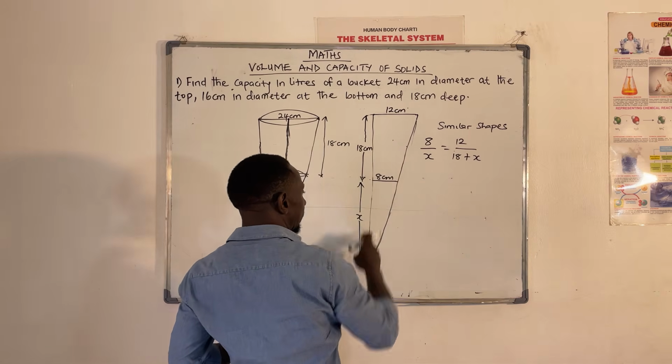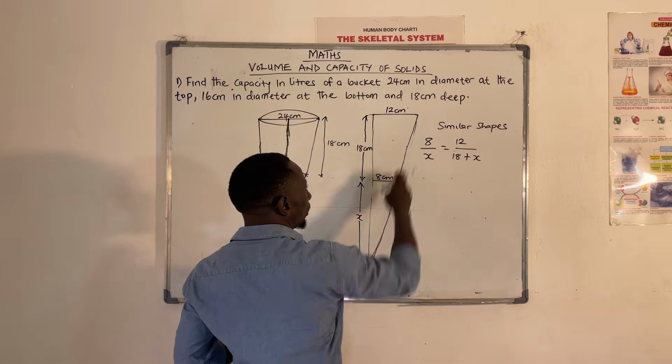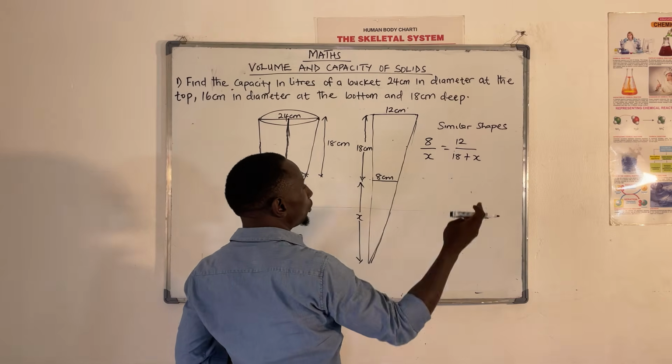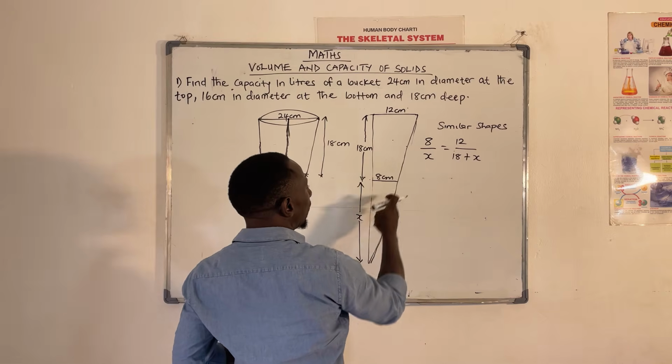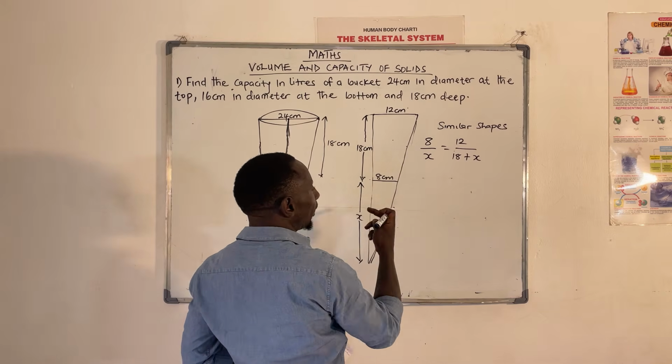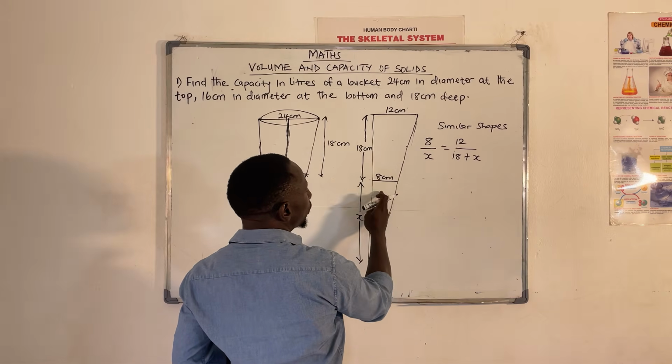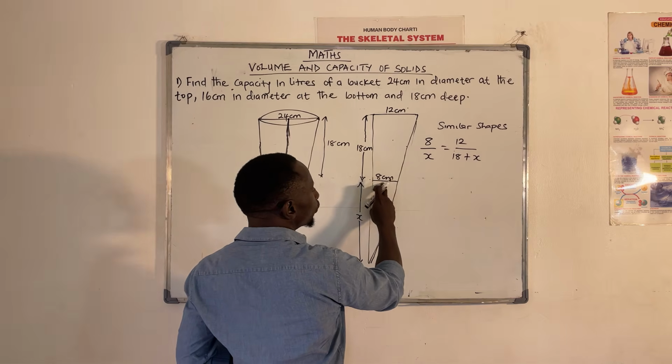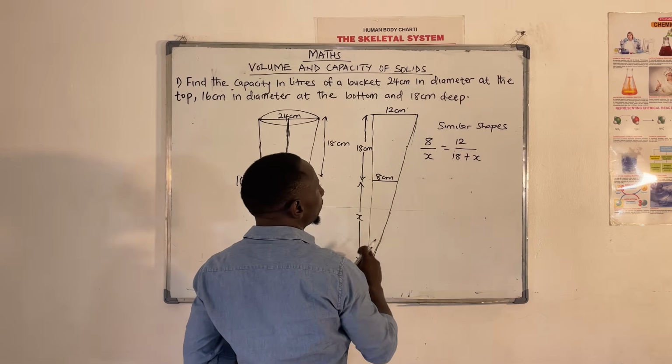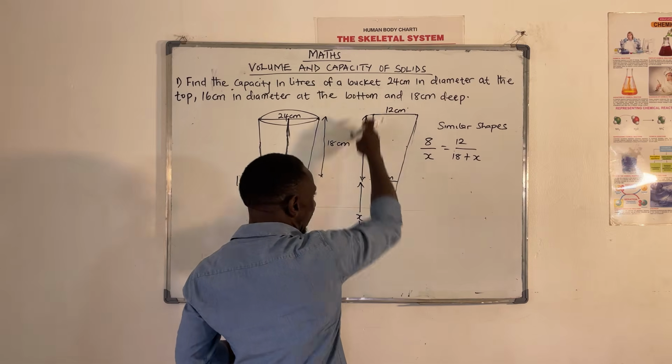Since in this diagram you have two triangles in one, the bigger triangle and the smaller triangle, since they are both similar, I can decide to say, okay, the ratio of this and this side is equal to the ratio of this and this side.